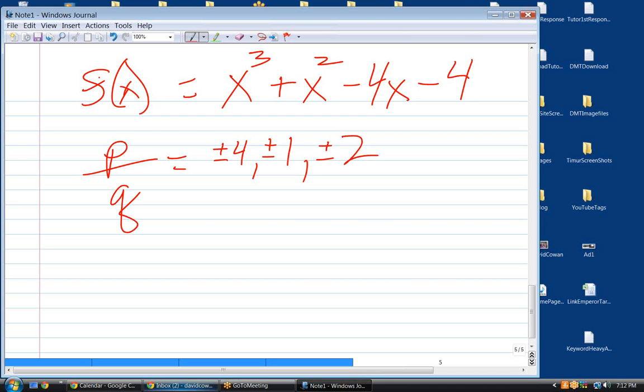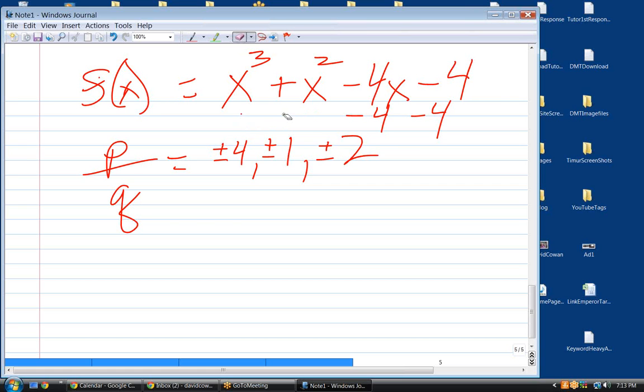Wouldn't you plug in one of the zeros and stuff like that? Yeah, in other words, we would start with a number, start with the easiest one to do the math, and see if it results in 0. So I can do it a couple of ways. I would start with plus 1 and just substitute in. Well, that becomes 1 plus 1 minus 4 minus 4. Is that equal to 0? No.